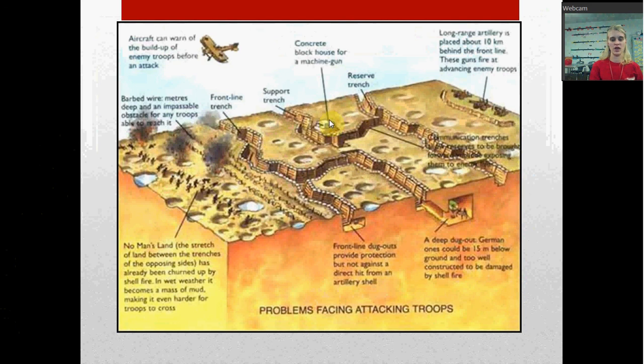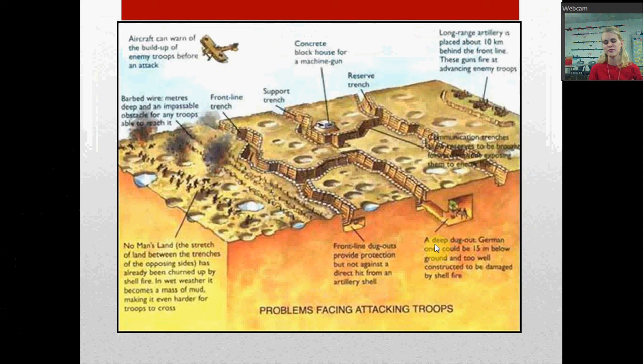We've got concrete blocks set up for machine guns. This is the support trench, again, in order to kind of help out the front lines here. You can see that they have dugouts where if there was some artillery fire, then you could go underground and maybe like hide out until the Germans were gone.